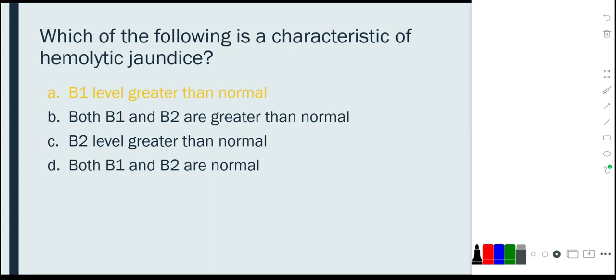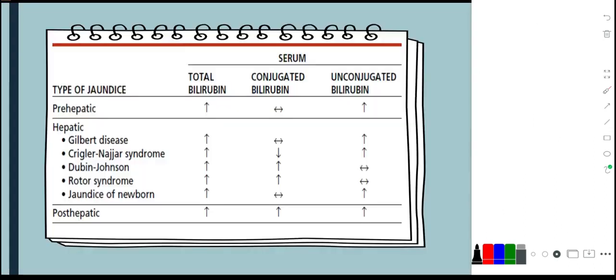So to further differentiate the types of jaundice, let's have here this table. So we have here the type of jaundice, and of course, the classification of what type of bilirubin is increased. Would it be your conjugated or your unconjugated bilirubin? Syempre, sa total bilirubin, kay jaundice ni siya, we expect that in all types, your total bilirubin will be higher than normal. So let us try to differentiate each of these types of jaundice.